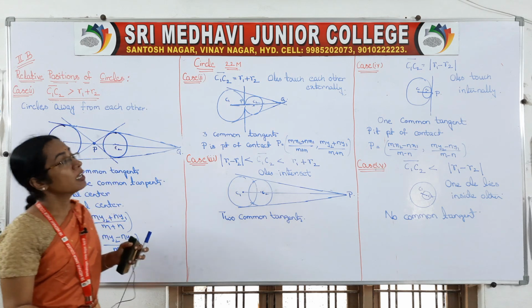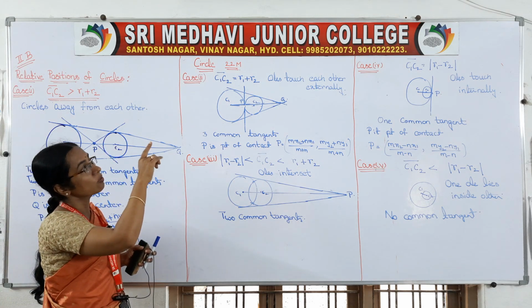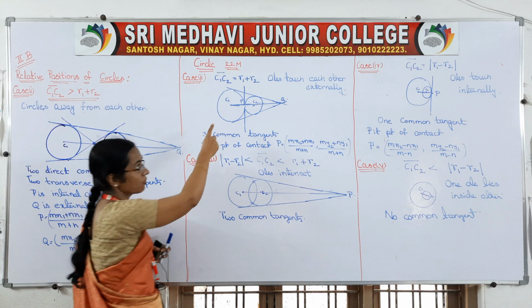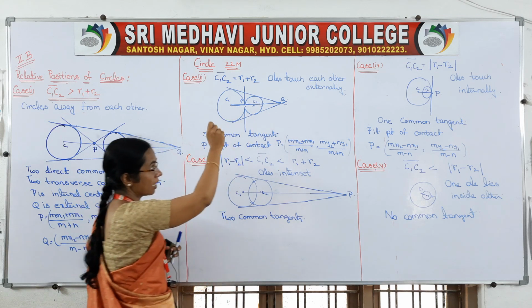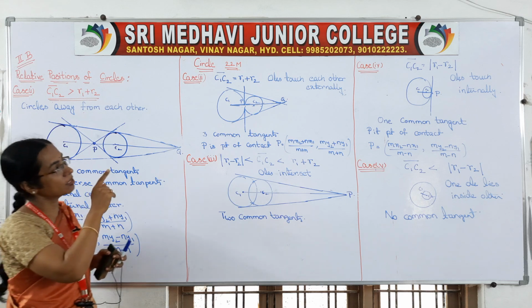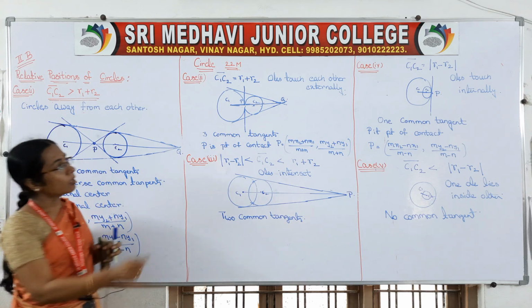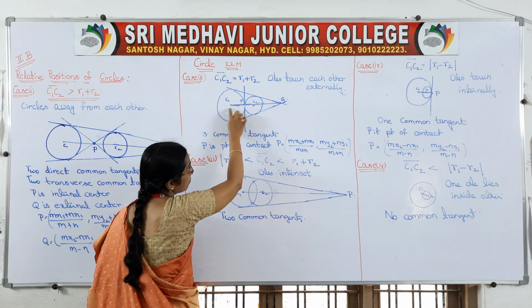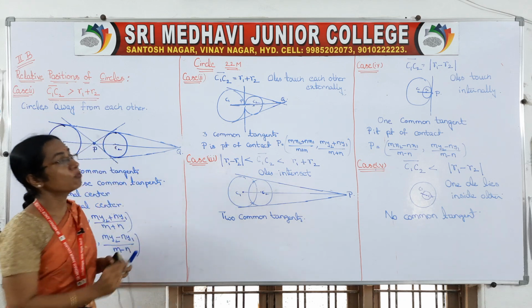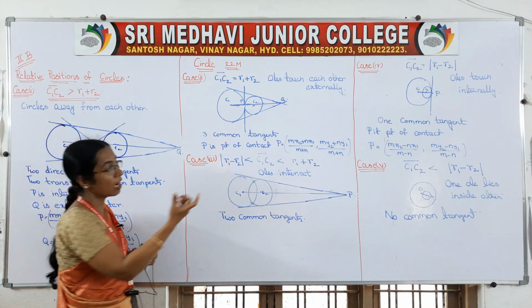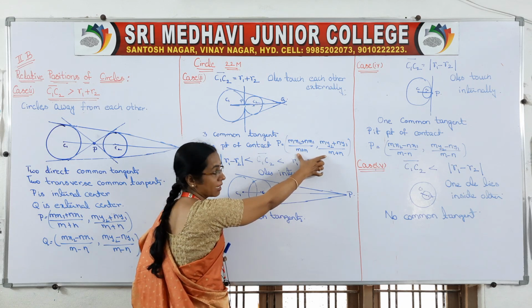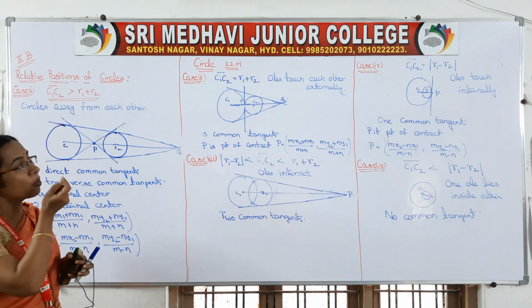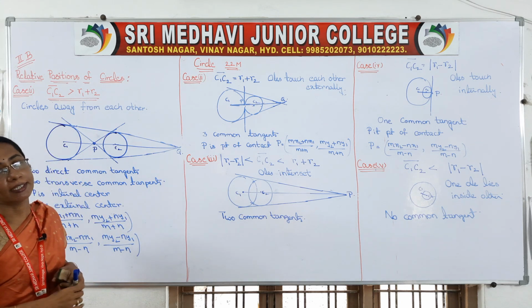In the second case, you will have C1C2 equal to R1 plus R2. So whenever this condition is satisfied, you can write that the circles touch each other externally. But what is the point of contact? The point of contact lies in between C1 and C2. If we want to find that point of contact, we have to use the internal bisection formula. Okay, circles touch each other externally, and the point of contact lies internally.